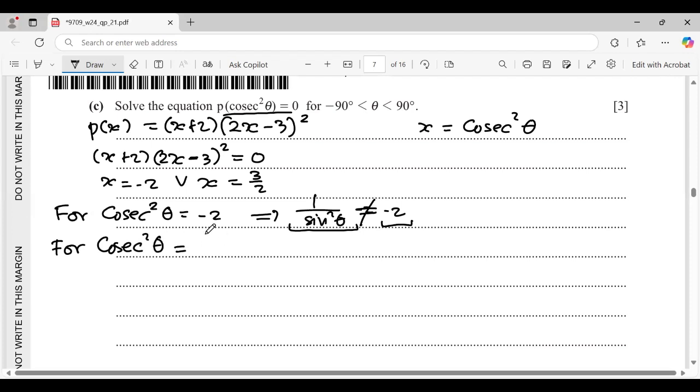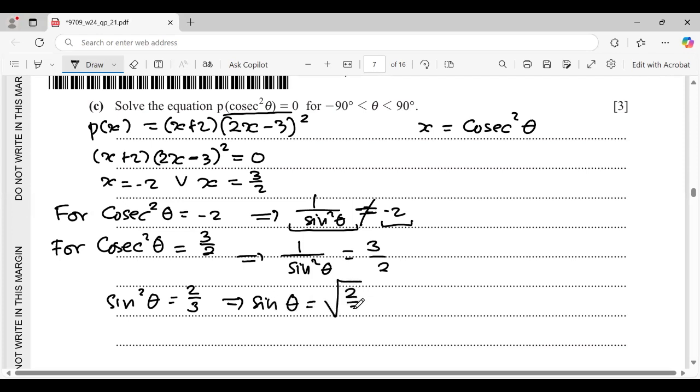Next, for cosecant squared theta equals 3/2. This is 1 over sine squared theta equals 3/2. So it means sine squared theta equals 2/3, so sine theta equals square root of 2/3. Then theta equals arcsine, or sine to the power minus 1, of square root 2/3. It is 54.7. So theta equals 54.7. That's the next question.